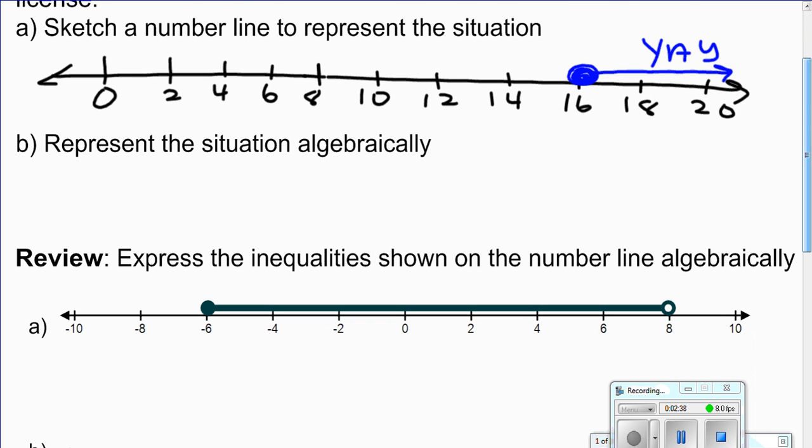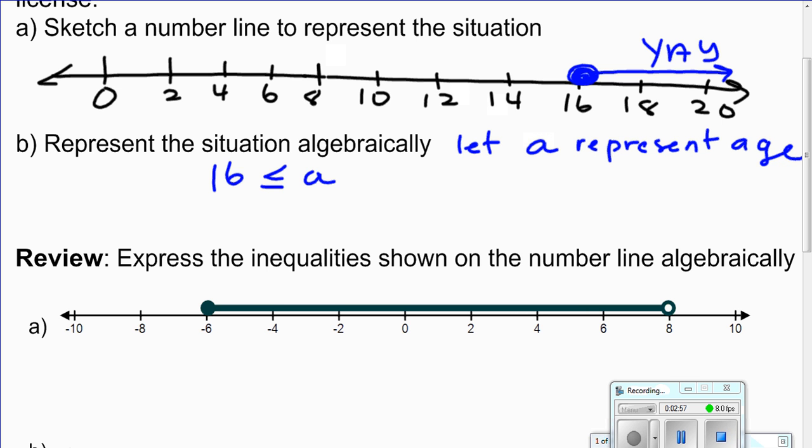Okay, we're going to represent this algebraically. And so we have 16 as our boundary point. And we said that any age bigger than 16. So let A represent, let's say, your age. And so any age that is greater than or equal to 16 will let you get your license. Or we could flip it the other way. Yeah, age is greater than or equal to 16. There we go.